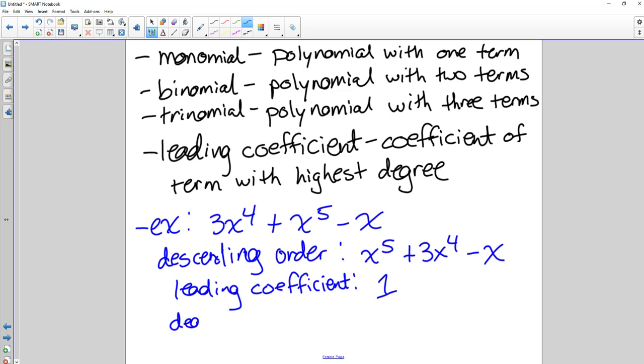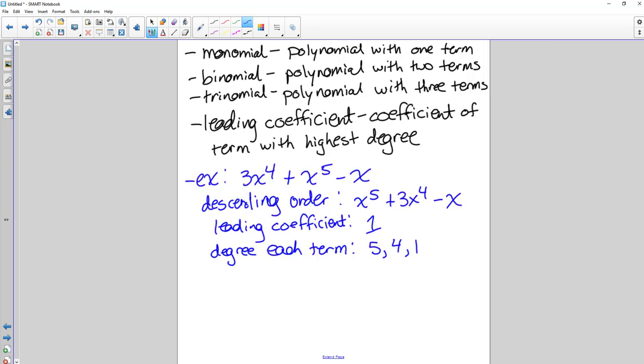How about the degree of each term? With it in order now, the first term has a degree of 5. Then the next term, the degree is 4, and then the next one is just x, so that's like x to the 1, degree of 1. So that means that the degree of the polynomial would be the highest of those, which is 5. And then last, what type of polynomial this is. Since it has 1, 2, 3 terms, this would be a trinomial. So I think we picked out all the definitions. Let's do one more.